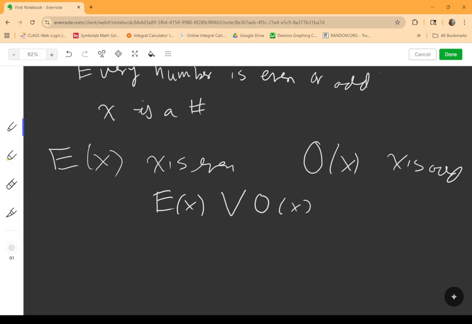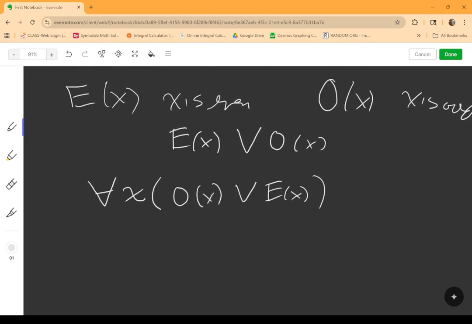Now, in terms of our quantifiers, the way we would write that is for all x, O(x) or E(x). Again, the way we read that is for all x, O(x), x is odd, or E(x), x is even.